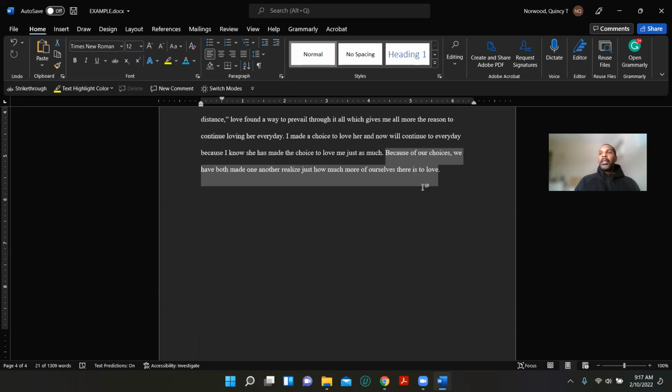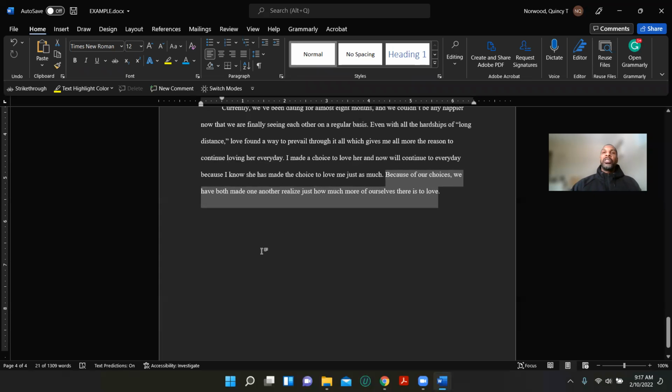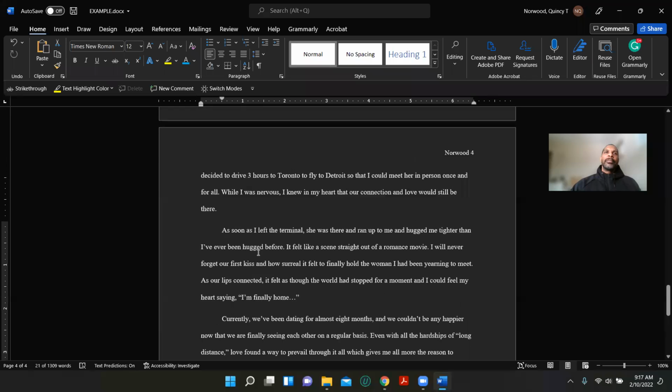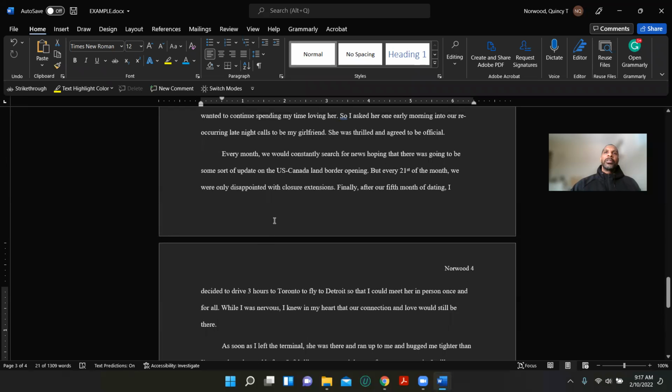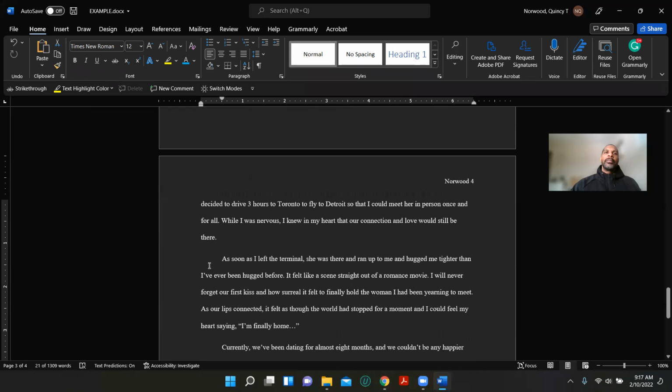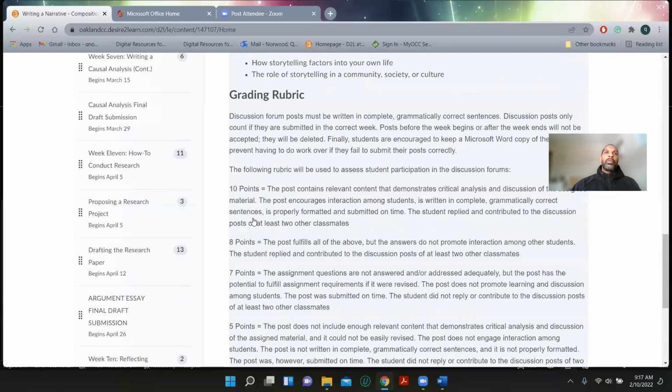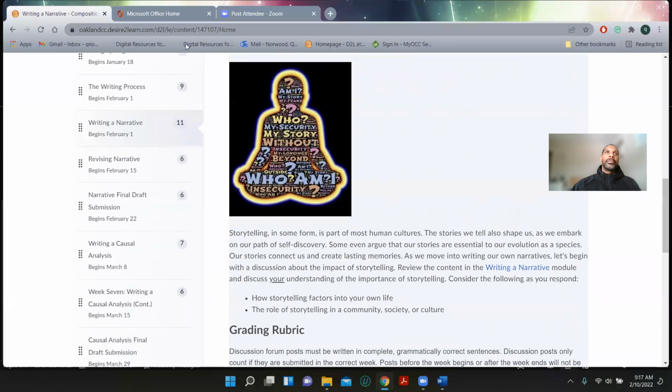And it told one cohesive story. And you can go back through it if you want to read the whole thing, but it just has some good detail. Good detail. So yeah. Again, my good people, that example is right here in the writing and narrative module.